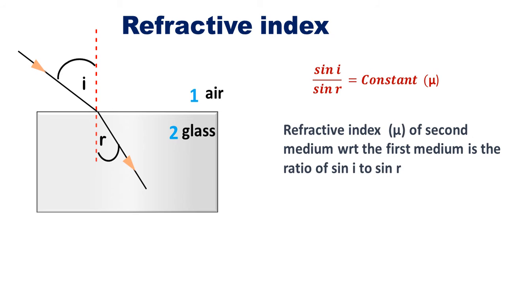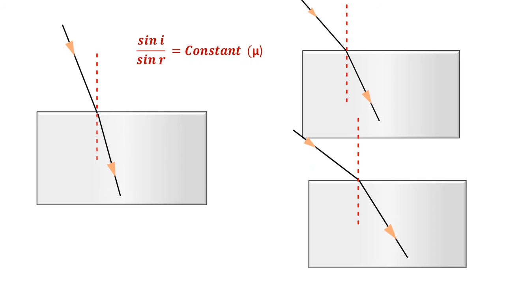So the refractive index of the second medium with respect to the first medium is the ratio of sine I to sine R. Now if you have seen this in the first diagram, for a certain value of I, there is a certain value of R. When you increase I, R increases. On further increasing I, R further increases. But in all the cases, the ratio of sine I to sine R will remain the same. So that is the refractive index of the glass slab, and we are going to experimentally determine the refractive index of the glass slab.